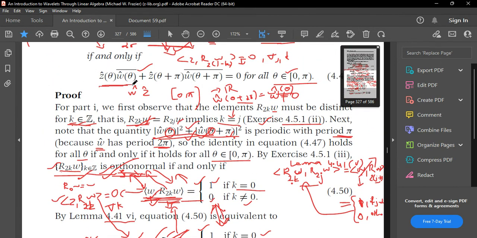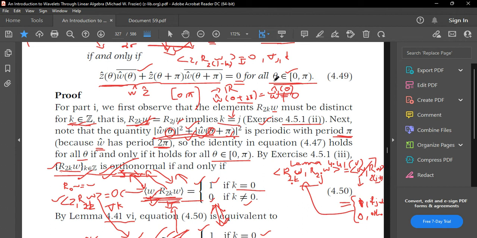In this format: z cap of theta w cap of theta conjugate plus z cap of theta plus pi w cap of theta plus pi conjugate will be 0 for all theta belongs to 0 pi, because this identity is also periodic with period pi. You take that pi, because here is theta plus pi, here is theta plus pi, 2 pi becomes theta. So this will become swapping, and we will get the result that it is true for all theta. If this result is true for all theta, then we can prove that this result is true for theta belongs to 0 pi also, and conversely, vice versa.